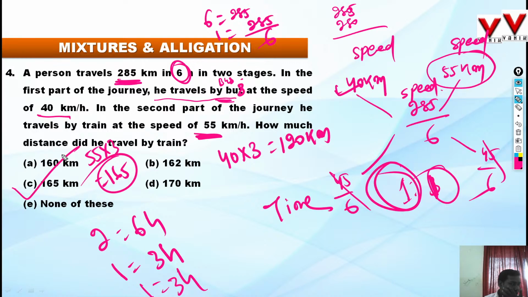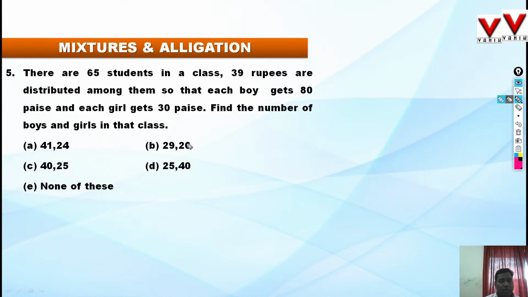There are 65 students in a class. 39 rupees are distributed among them so that each boy gets 80 pice and each girl gets 30 pice. Find the number of boys and girls in that class.